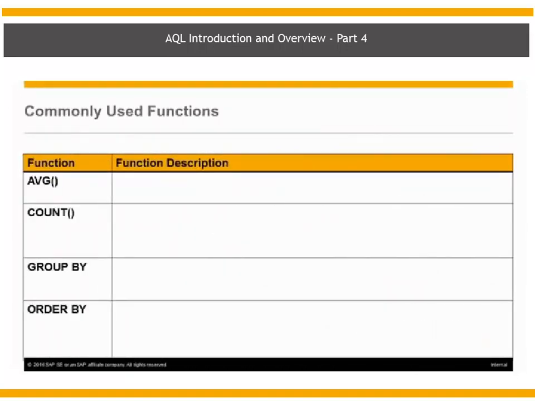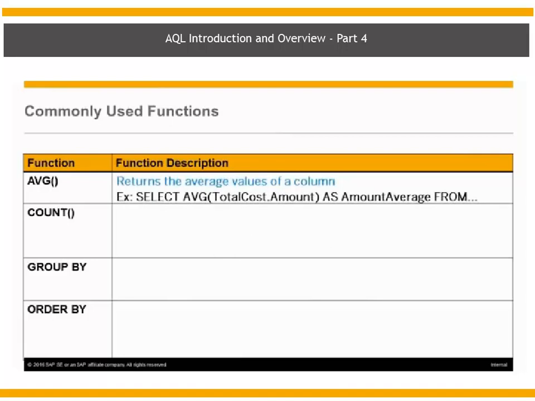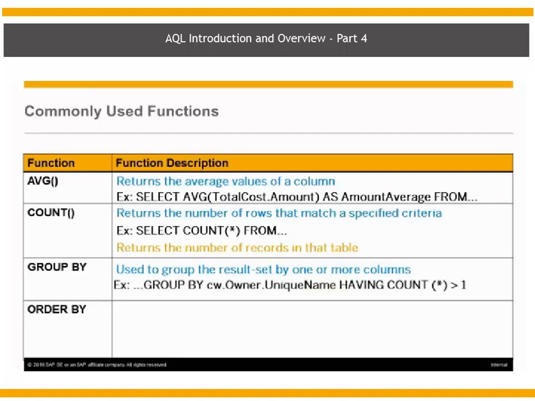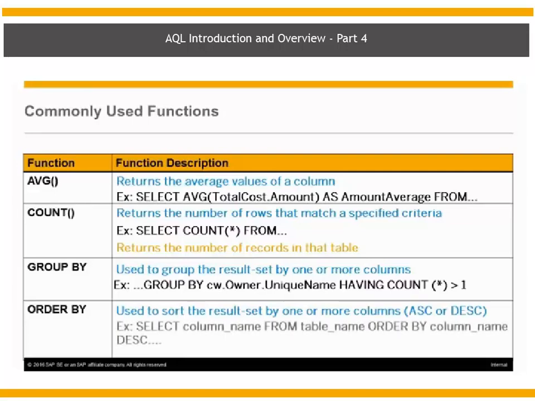Some of the more commonly used functions are the average function. This function returns the average of the values in the column you specify in parentheses directly after it. The count function. This function returns the number of rows that match the specified criteria. The group by function is used in conjunction with the aggregate functions to group the result sets by one or more columns. It's typically used with having. Order by is used to sort the result set by one or more columns. It can sort by ascending or descending order.